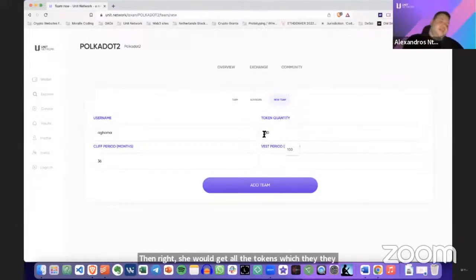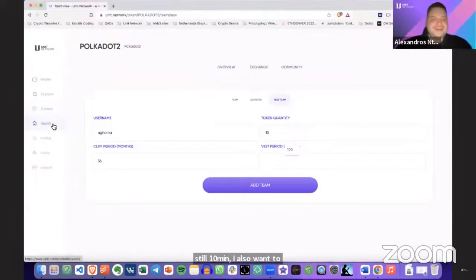So this is basically an insurance that if someone becomes a team member, they do not get all the tokens up front and sell them and leave the team, right? We do not have much time. We still have 10 minutes. I also want to go through questions and everything.